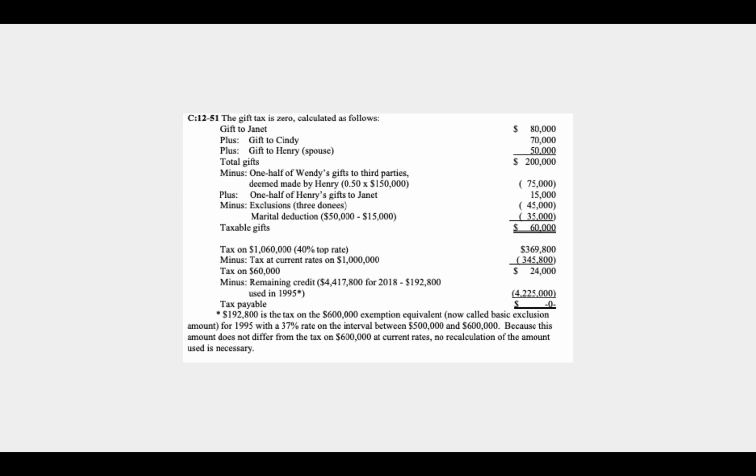And I have my remaining credit here. It started at $4,417,800. I have already used up $192,895. That leaves me with $4,225,800. From that, I will subtract the $24,000.